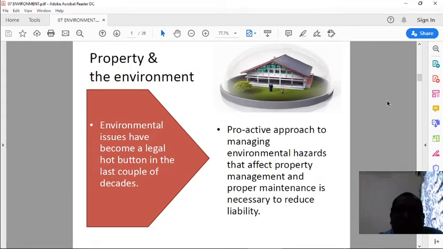So if we look at managing the property and also the environment, the main issue right now is that the environment has become a legal hot button in the last couple of decades. A proactive approach to managing environmental hazards that affect property management and proper maintenance is necessary for us to reduce liability, so that legally speaking we don't get punished by the authorities.